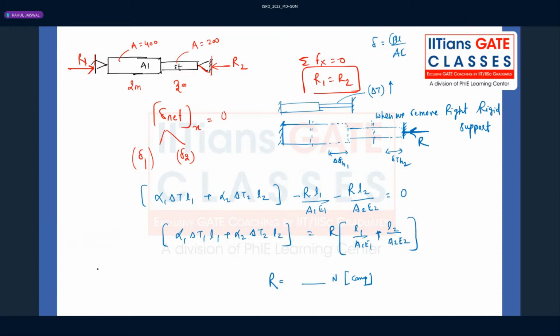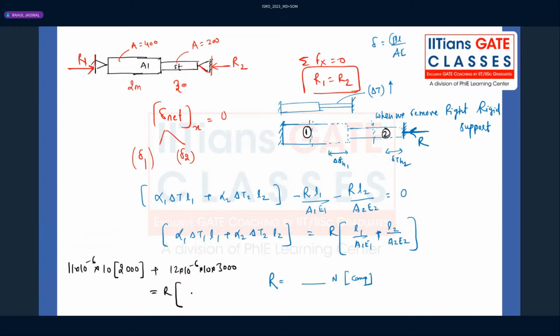Put those values. What is alpha 1? 1 I am putting for aluminum, 2 I am putting for steel. Alpha 1 is 11 into 10 power minus 6. Delta T is 10 degrees centigrade. L1 is what? Everything you convert in mm, plus alpha 2. Alpha 2 is 12 into 10 power minus 6 into 10 into 3000.